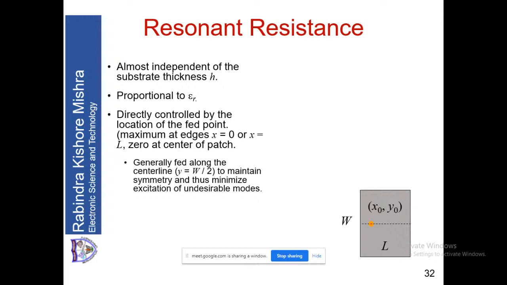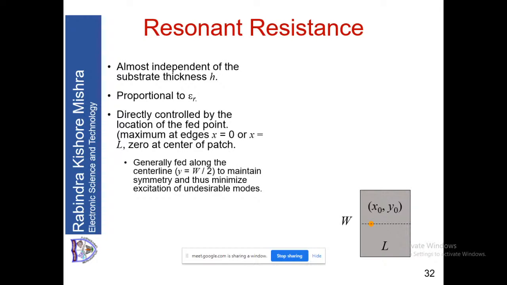Why maximum at the edge, minimum at the center? Because at the edge voltage is maximum, or E is maximum, and current is minimum, therefore at the edge the impedance will be maximum. At the center voltage is 0, therefore impedance will be 0. As you know, R is equal to V by I, so when V is equal to 0, R is equal to 0, and when V is maximum, R is maximum. At the edge it will be maximum, at the center it will be 0. So that is one point. Location depends on the feed point location, 0 at the center.